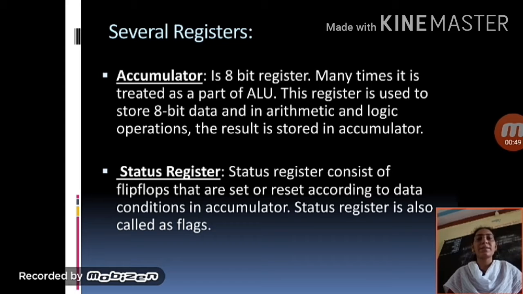Second is the status register. The status register consists of flip-flops that are set or reset according to the data condition in the accumulator. Status register is also called flags. It means the status register depends on the accumulator. Whatever flip-flops are set or reset, it depends on the accumulator condition.